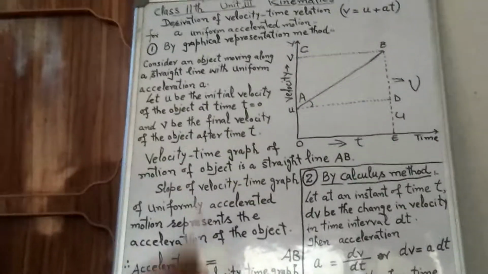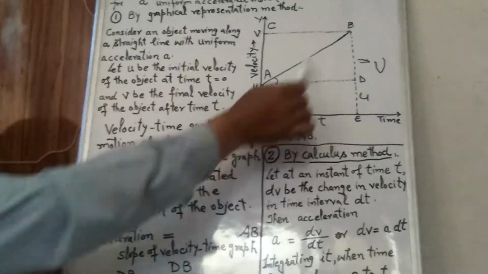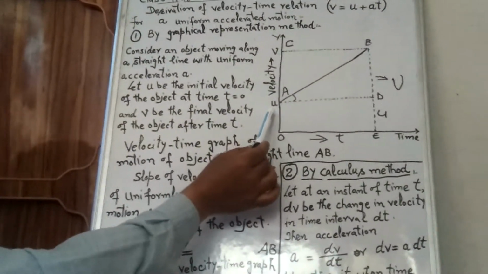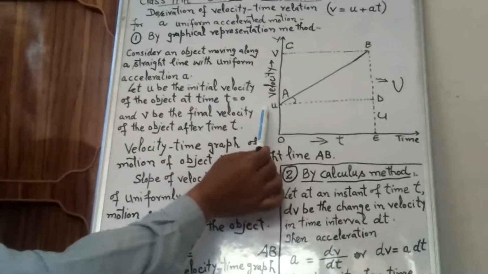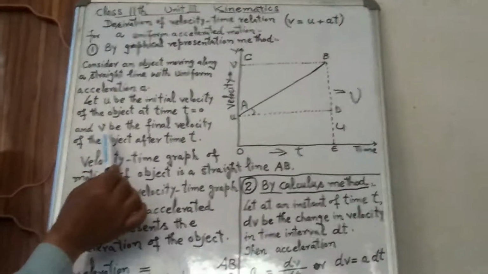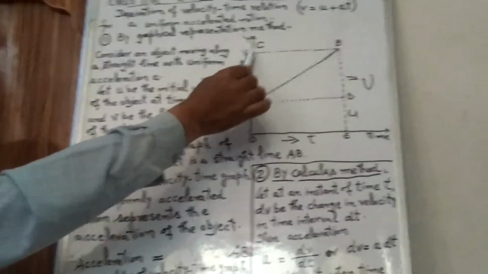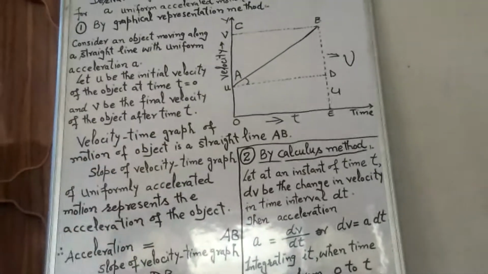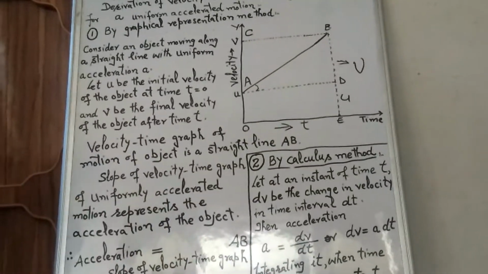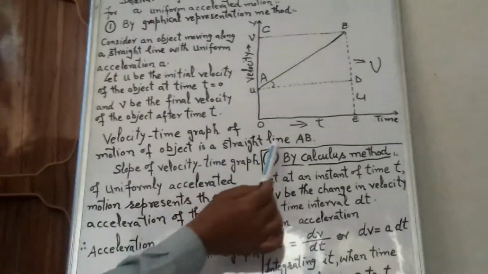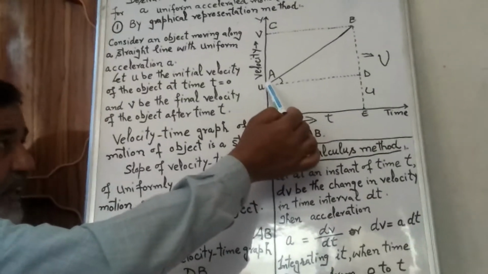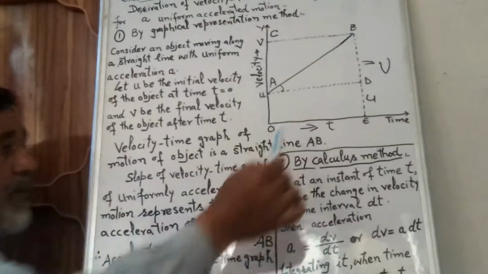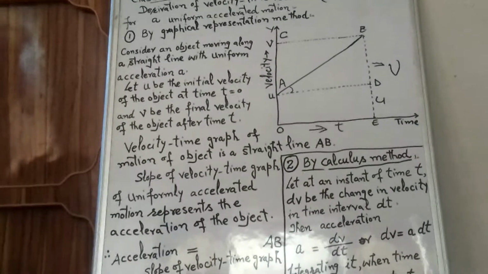Consider an object moving along a straight line with uniform acceleration. Let u be the initial velocity of the object at time t = 0, and v be the final velocity of the object after time t. The velocity time graph of the motion of the object is a straight line AB. Here at A, the object starts at time t = 0 with initial velocity u.